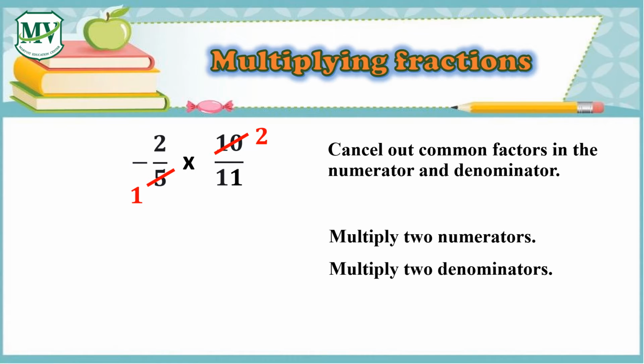So what do you think is the answer? Excellent! We have negative 4 over 11. Since 4 over 11 cannot be simplified any further, this is our final answer. Do you want to learn more? Let's take a look. This is another example.